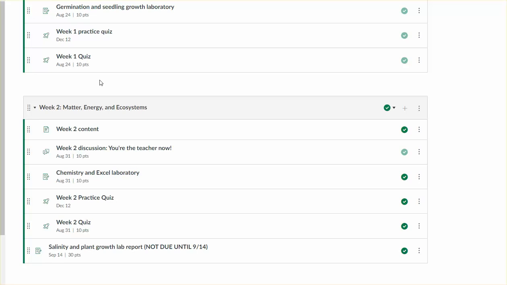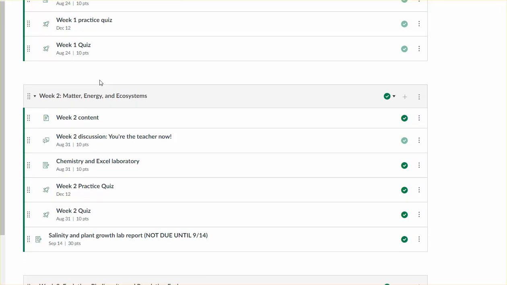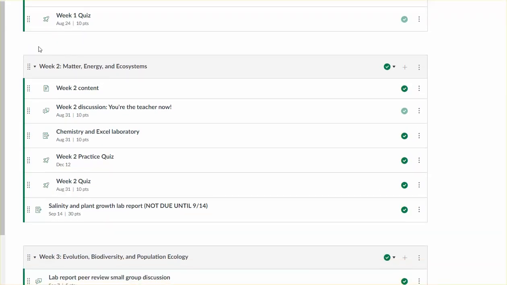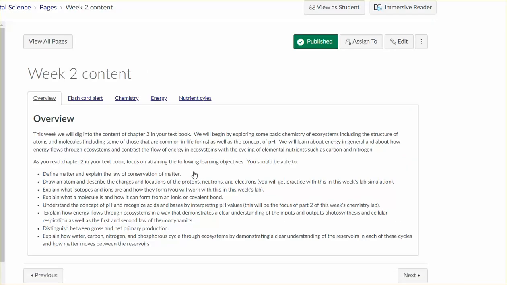Whereas last week we had two modules, this week and all of the rest of the weeks in environmental science, we will just have one. So this week we'll be covering the content in the week 2 module. That content is explained on the week 2 content page. So here on the overview page, we have some learning objectives. This content and these learning objectives relate to content that you'll find in chapter 2 in your textbook.